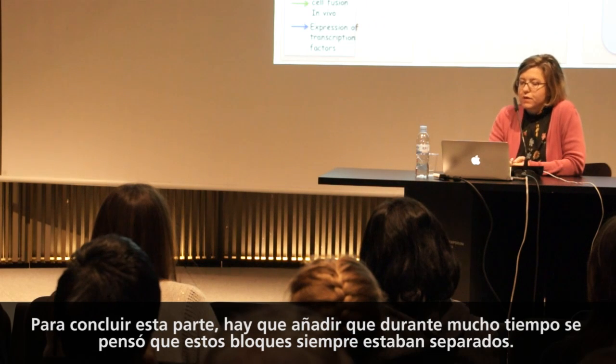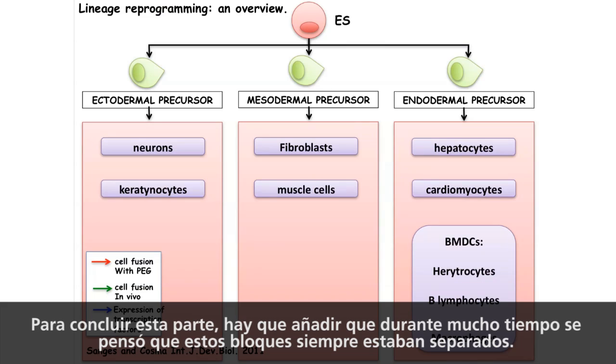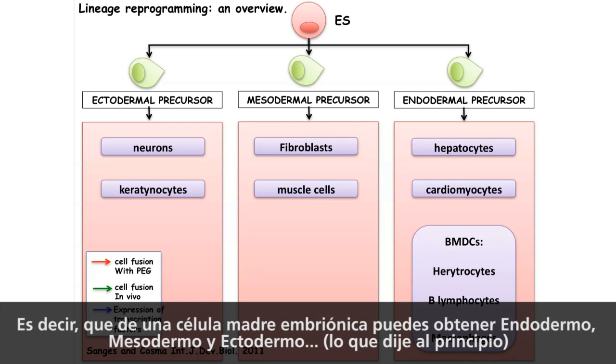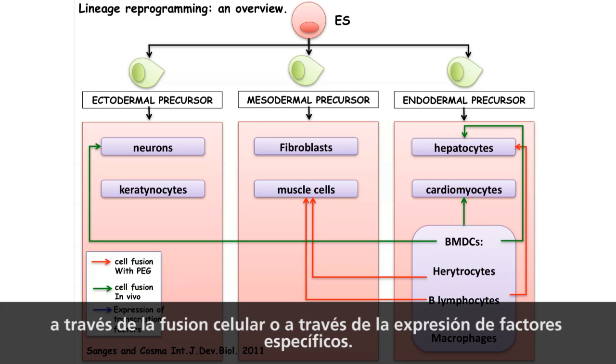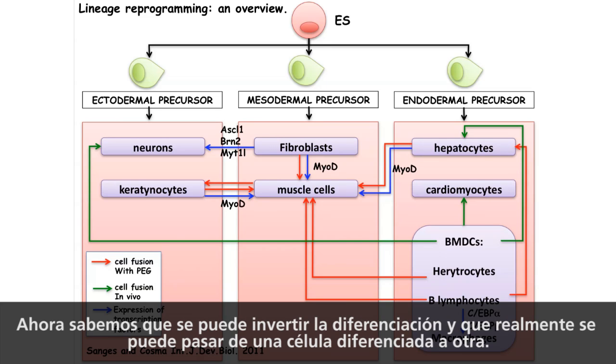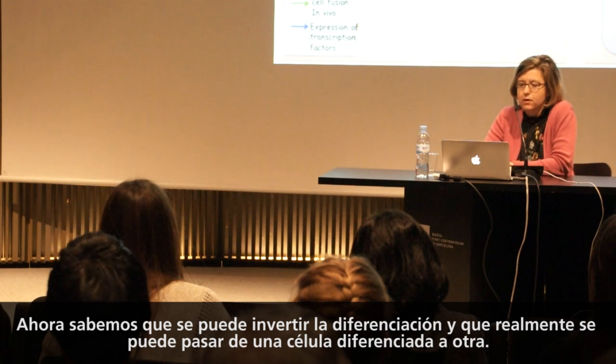To conclude this part, to wrap up what I said, it was thought for a long time that these are all separated boxes. From an embryonic stem cell, you can have ectoderm, mesoderm, and endoderm, what I told you at the beginning, and it was thought that there was no possible way of passing from one box to another. But more recently, with 2 different approaches, one through cell fusion and one through the expression of specific factors, now we know that you can push differentiation back and you can really pass from one differentiated cell into another.